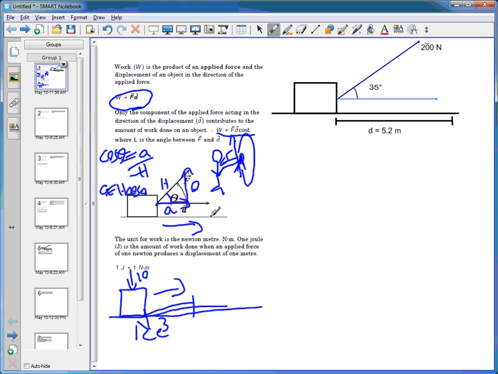Let's look at a specific example. In this example, this box is moved a distance or displacement of 5.2 meters in the horizontal by a force of 200 newtons, 35 degrees to the horizontal. We want to know how much work is done on it. Now, first thing I'm going to point out, though, is this little line here above the 0.